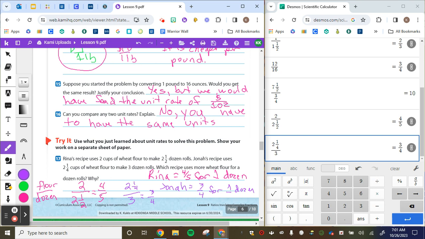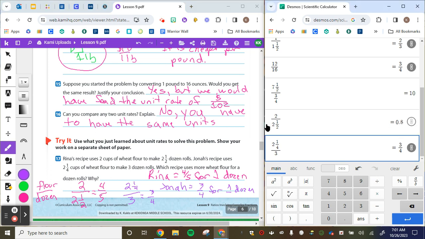So after I divided, you can see my work over here on the calculator. This was Rena's work. So Rena did 2 divided by 2 1/4 to get, it was 4/5 cup of flour for 1 dozen rolls. But Jonah did 2 1/4 divided by 3 to get 3/4 cup. Now that is kind of hard to figure out if you don't know your fractions. If you're not sure that 4/5 and 3/4, we could find a common denominator to figure out which one used more flour, but here's another nice thing about the Desmos calculator.